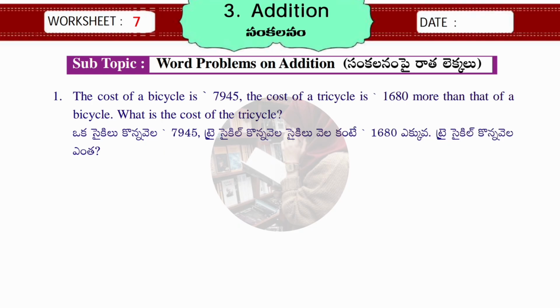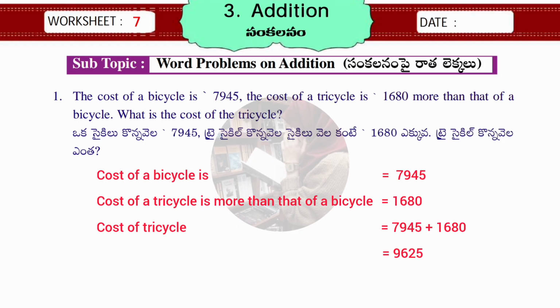Here the subtopic is word problems on addition. Here also some questions are given based on additions. We have to solve them. Okay, let's see. First question is, the cost of a bicycle is 7945. The cost of a tricycle is 1680 more than that of a bicycle. Here also more than is given, means you have to do the addition. So what is the cost of the tricycle? Okay, so write down the answer.